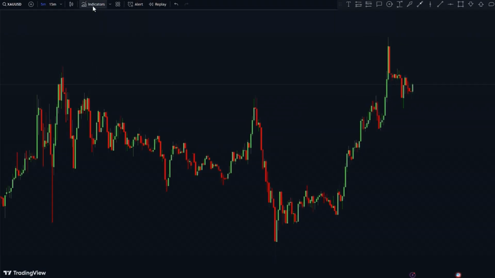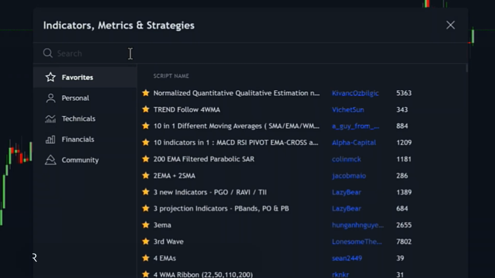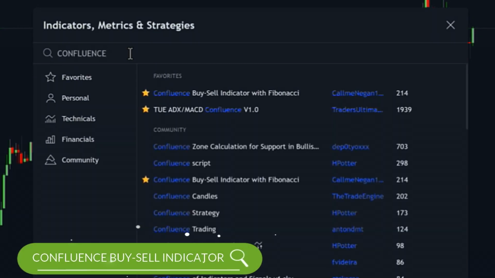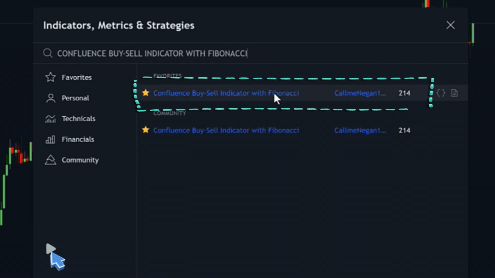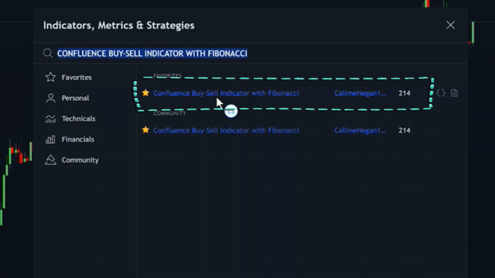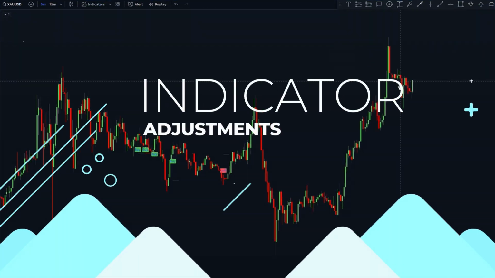To get started, open your main chart window and click on the indicators button at the top. A search box will pop up. Just type Confluence Buy Sell in the search field, find it in the results and click on it. Great. Now let's dive into customizing the Confluence Buy Sell indicator to fit our strategy.